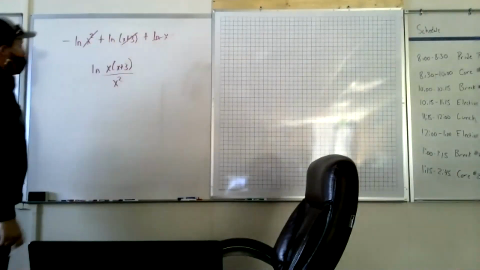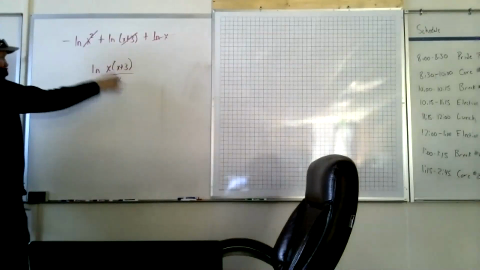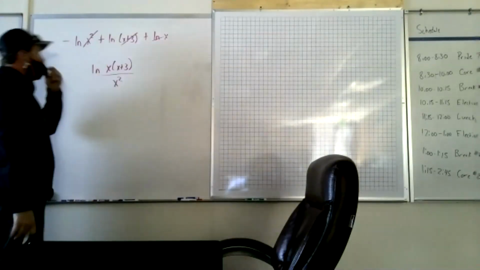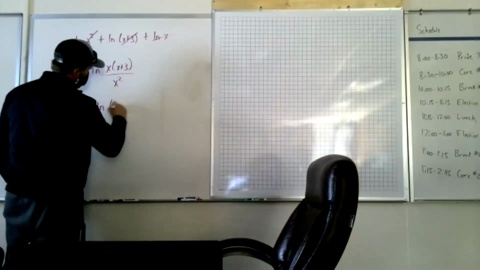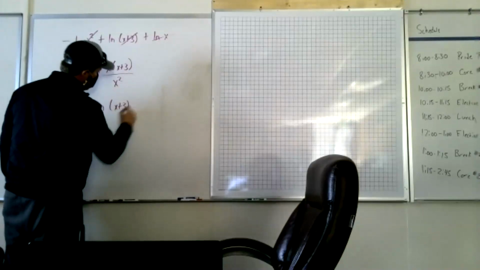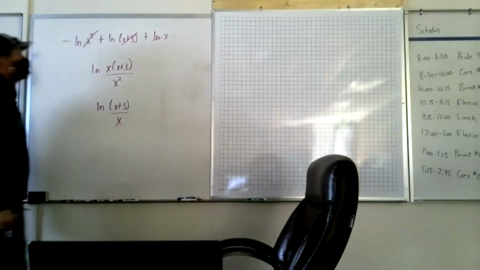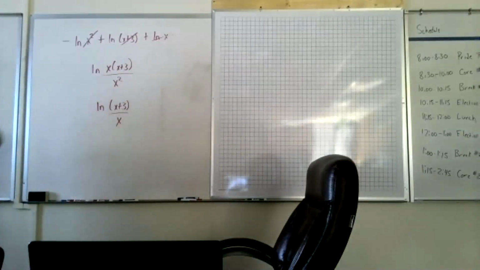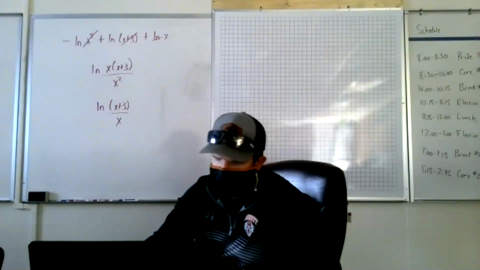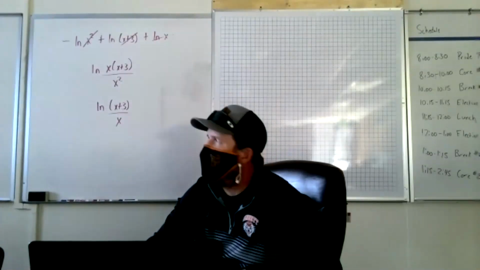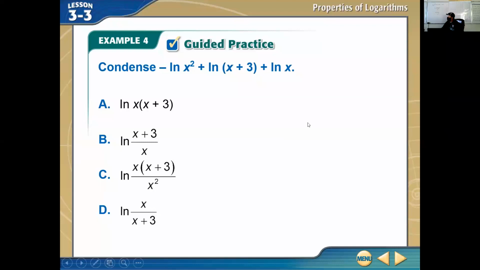Now I can simplify this. I have an x on the outside of the parentheses, and I have two x's on the bottom. That means this would really just turn into the natural log of x plus 3 over x. So I have one x in the top, two x's in the bottom, so I can eliminate those because they are redundant. I just had parentheses around my numerator.